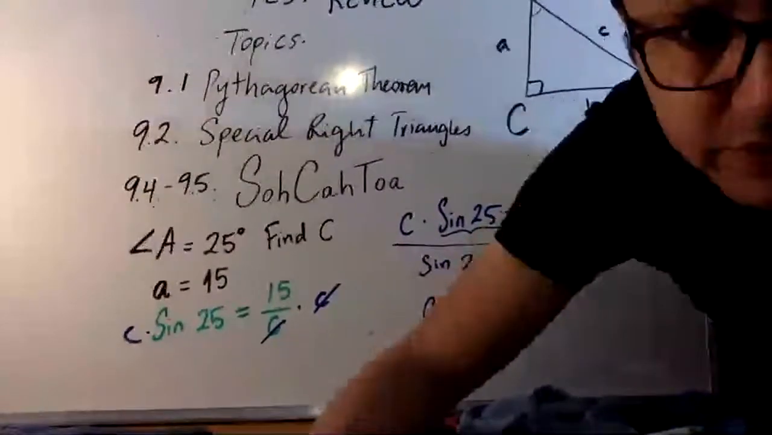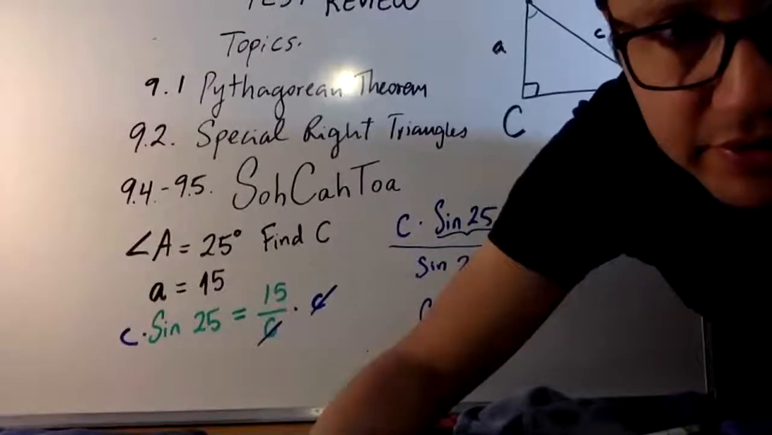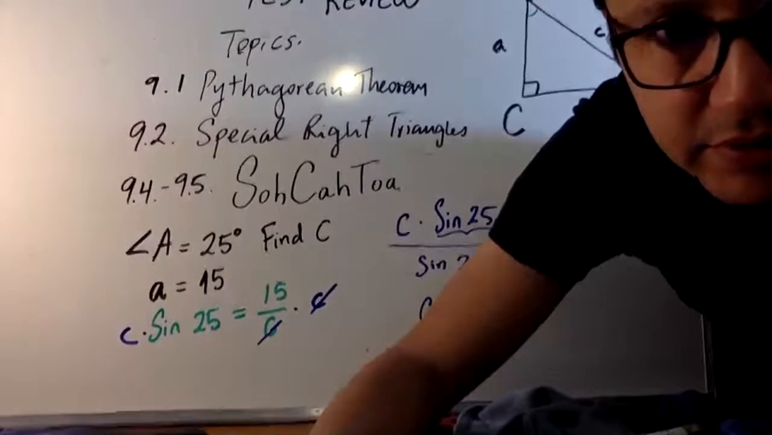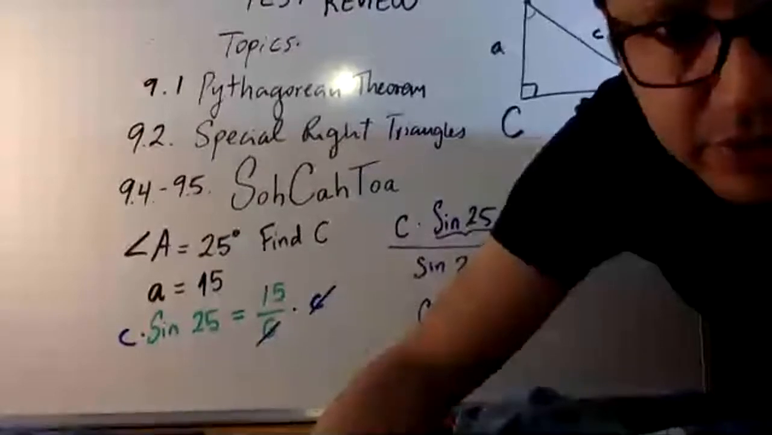So sine of 25. All right. Nope, I want it in degrees. Sine of 25 is 0.4. Okay, 0.42.